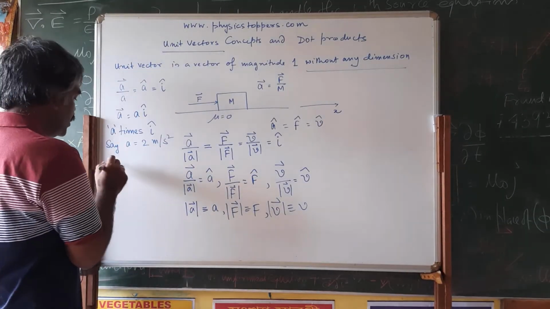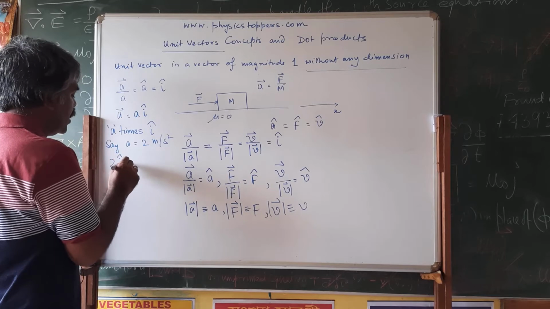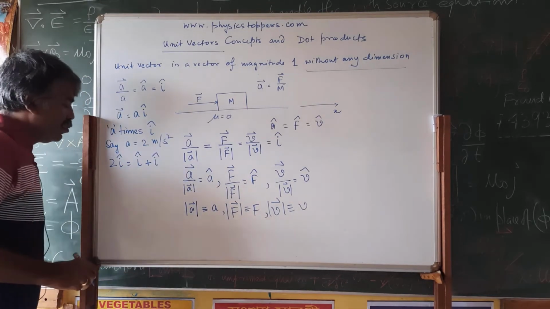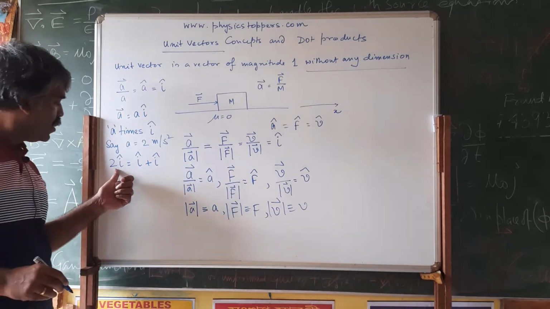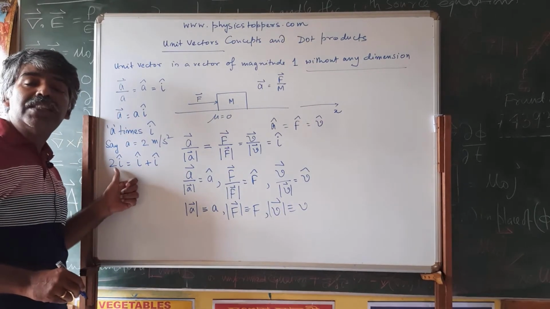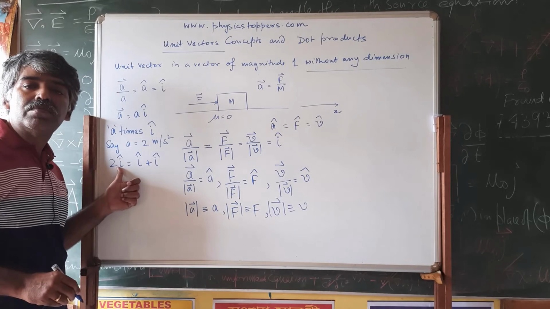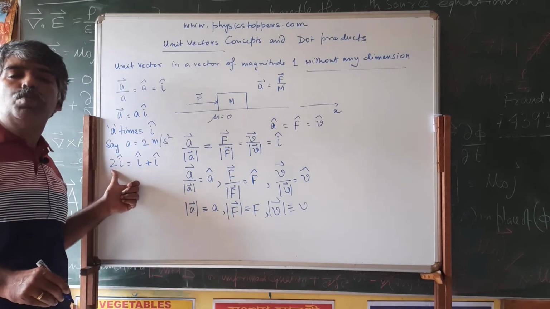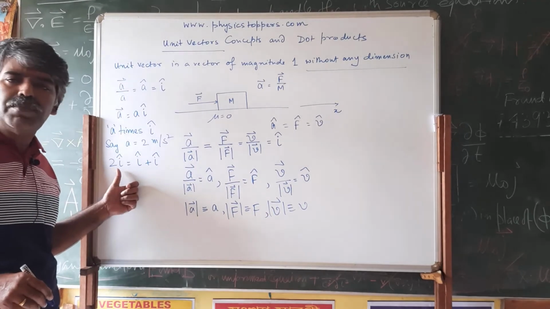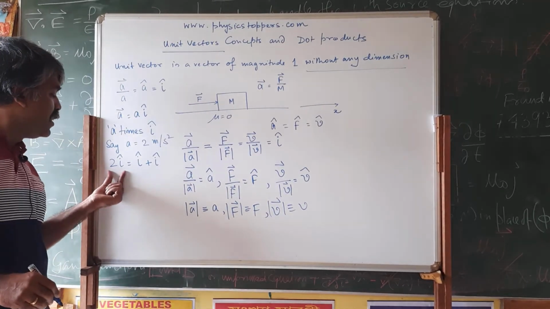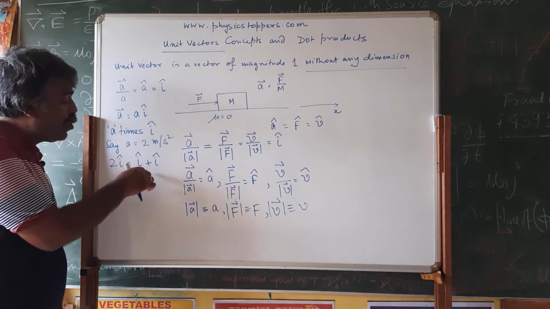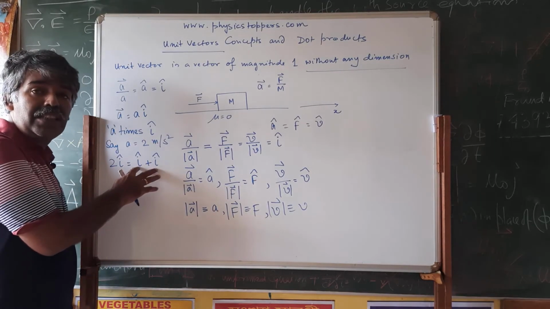Now this 2 i cap is basically i cap plus i cap. Here there is nothing between 2 and i cap. It's a scalar times a vector. Means this vector is that many times, it may be 2.5 times, 2 times, 3 times, anything. So this is read as i cap plus i cap. Now this has an operation. This is just a vector addition.